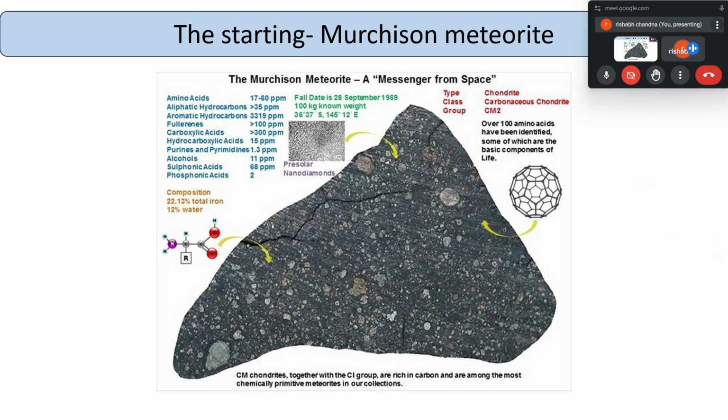So where did all this start? It has been suggested by some people that life came from outside of the earth. One of the examples of this is the Murchison meteorite. This particular meteorite had fallen from space in Australia around 1969.